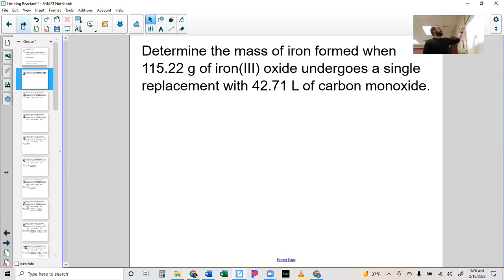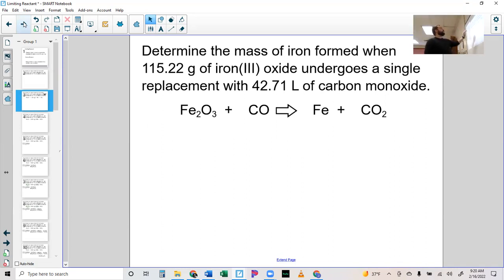First example, determine the mass of iron formed when 115.222 grams of iron 3 oxide undergoes a single replacement with 42.71 liters of carbon monoxide. First thing we have to do is set up our equation. So we know we have two compounds.